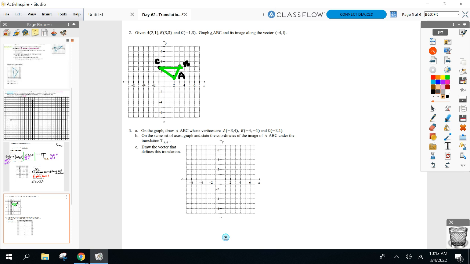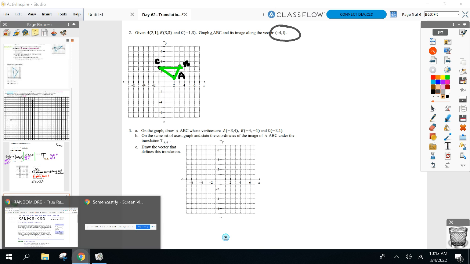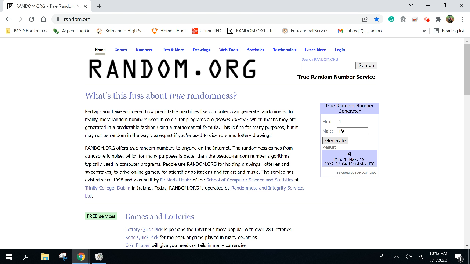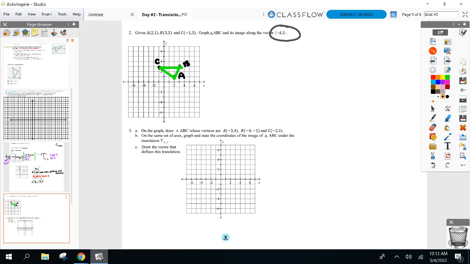Graph the image along this vector, negative 4, 1. Somebody let me know where you're moving the points. Give me a distance and direction. You're going to move all those points. Here we go. What distance and direction are you going to move all the points? Left 4 and up 1.